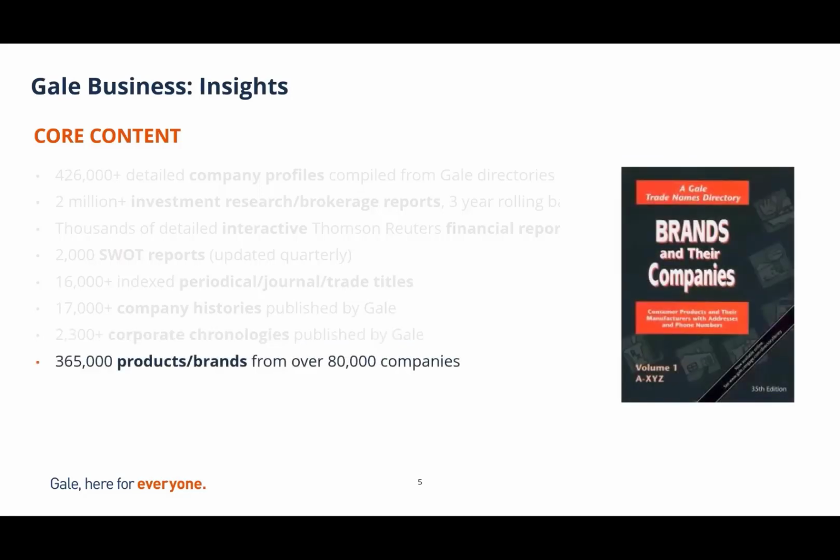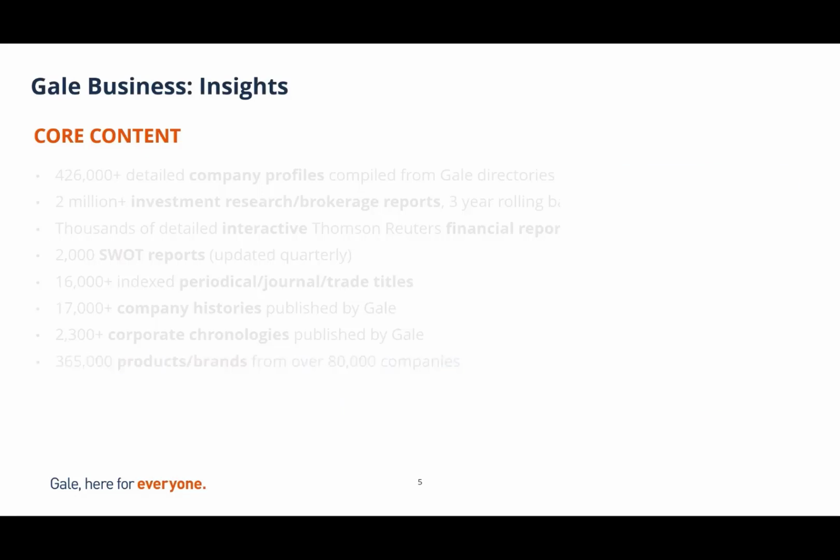And then, of course, product and brand information is very hard to find, especially for privately held companies. So it's important that we include our brands and their company's title, and we're providing over 365,000 products and brands from over 80,000 companies. So oftentimes trying to suss out a list of products or brands associated with a company is very hard, and we're able to supply that to our researchers in one fell swoop, tied to company profiles. So very exciting stuff there.